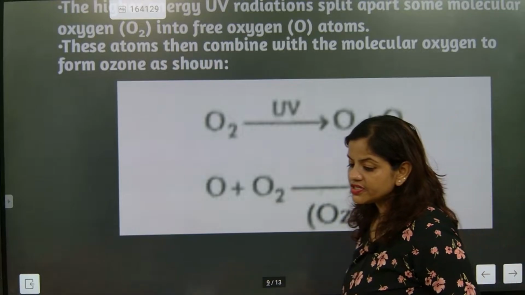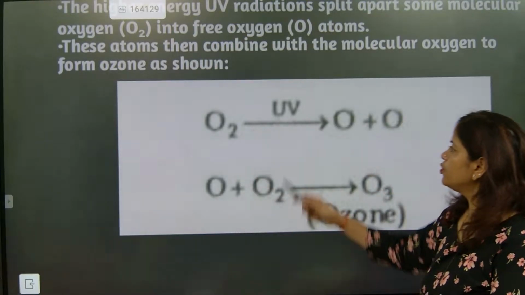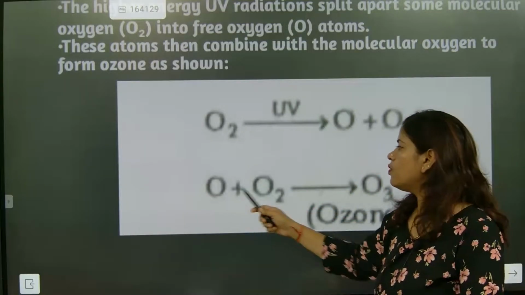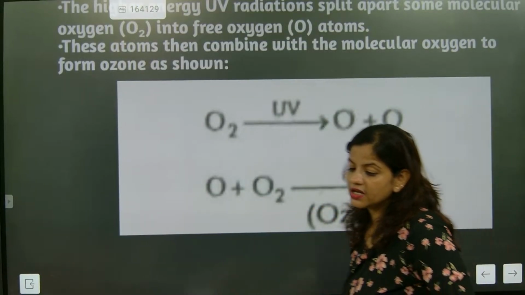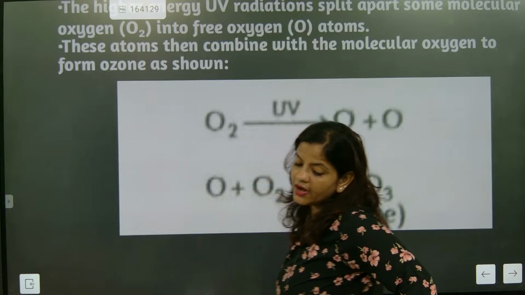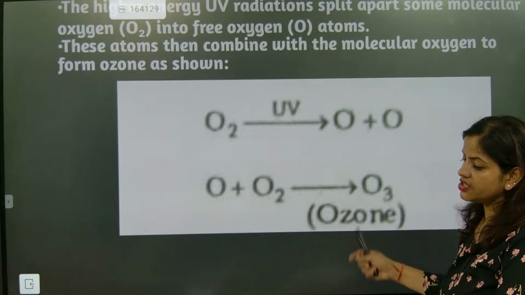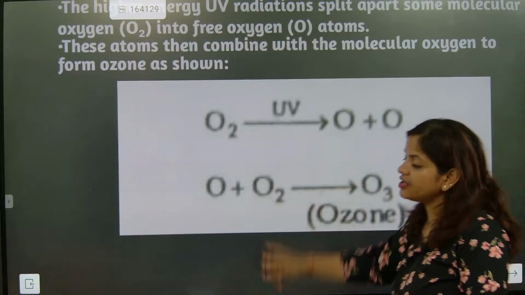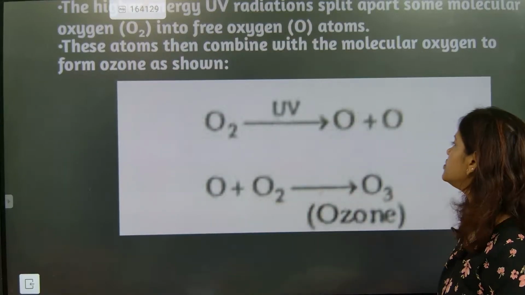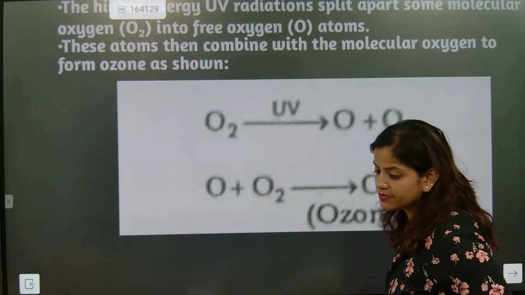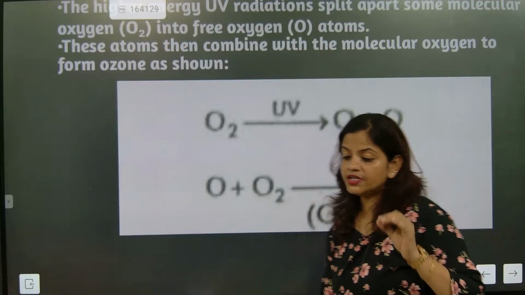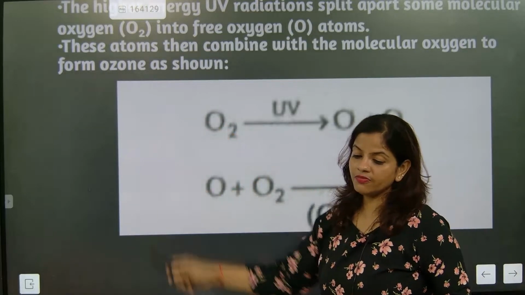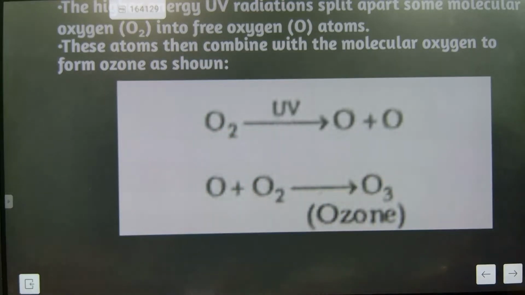Can you check how depletion is exactly taking place? O2, UV rays will break it into O and O, and then O plus O2 will become O3. This is exactly one time dissociation will be done and one time they will be joined together, regeneration. This is the dissociation phase. So at the time of dissociation of oxygen, what is needed? UV rays. So UV rays will dissociate the oxygen molecule into oxygen atoms.